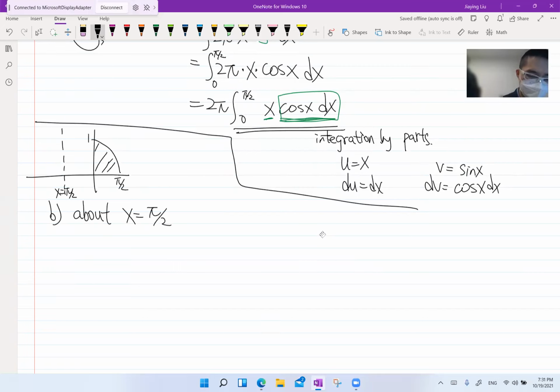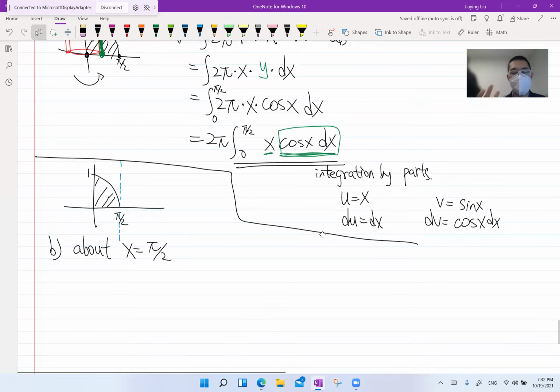Oh, sorry, I did it completely wrong. Negative, so it's positive pi over 2. So we rotate about this line. Again, from previous example, we know that this method doesn't work. In this case, if you want to use washer method, it also doesn't work. So we're going to use shell method. So to use shell method, I'm going to take one vertical rectangle. I'm going to rotate about this axis, so I end up with this shell.